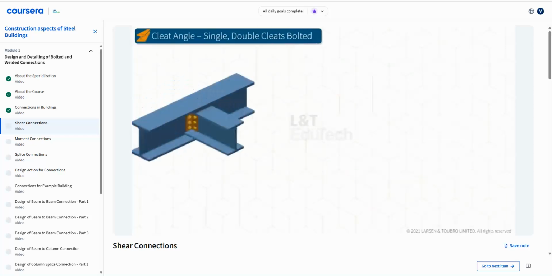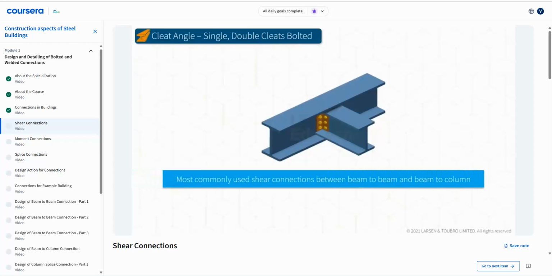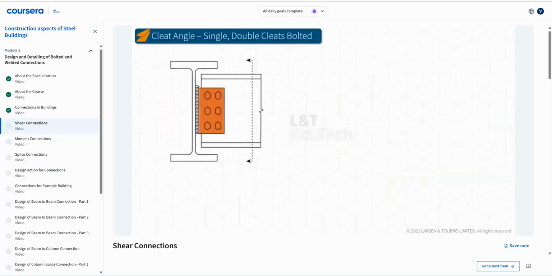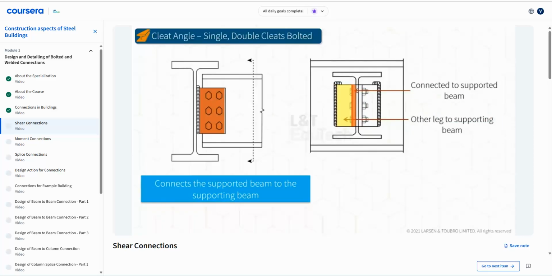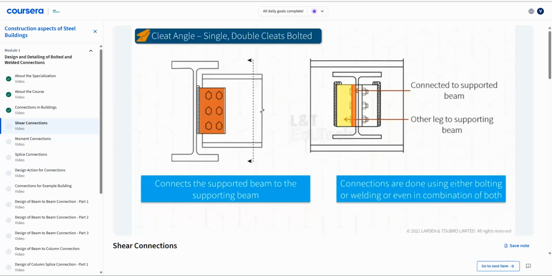Cleat angle connections are the most commonly used shear connections between beam to beam and beam to the column. An angle section called cleat is used here to connect the supported beam to the supporting beam. One leg of the cleat will be connected to the supported beam and the other leg will be connected to the supporting beam. These connections are done using either bolting or welding or even a combination of both.